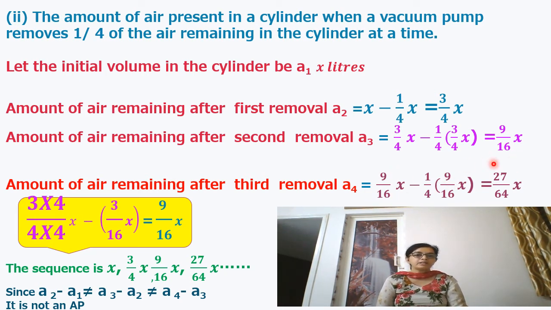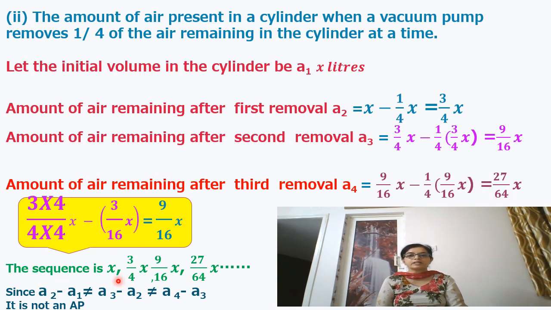How much air is remaining in the cylinder? 9 upon 16x is the remaining air in the present situation. So in that present situation, you are getting A4. A4 is equal to 9 upon 16x minus 1/4 of 9 upon 16x. On taking the LCM, you will get 27 upon 64x.